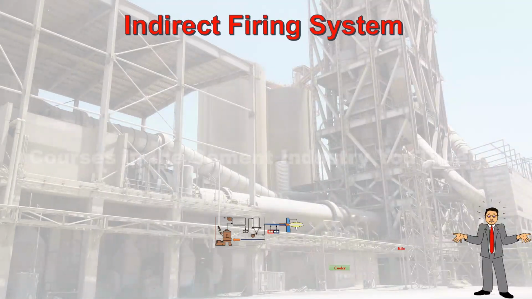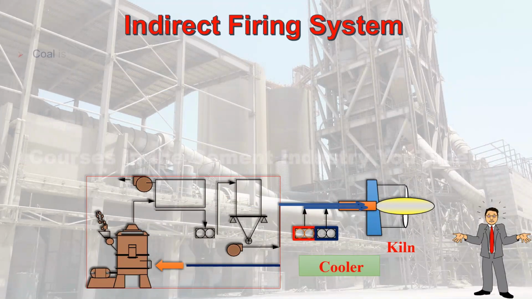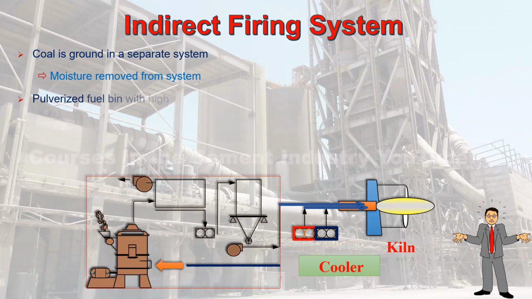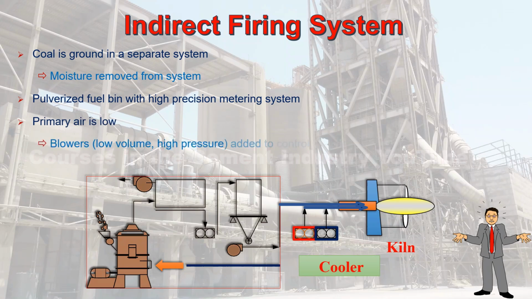Indirect firing system. 1. Coal is ground in a separate system. Moisture removed from system. 2. Pulverized fuel bin, with high precision metering system. 3. Primary air is low. Blowers, low volume, high pressure, added to control flame shape. 4. Highest capital cost, safety and environmental issues.